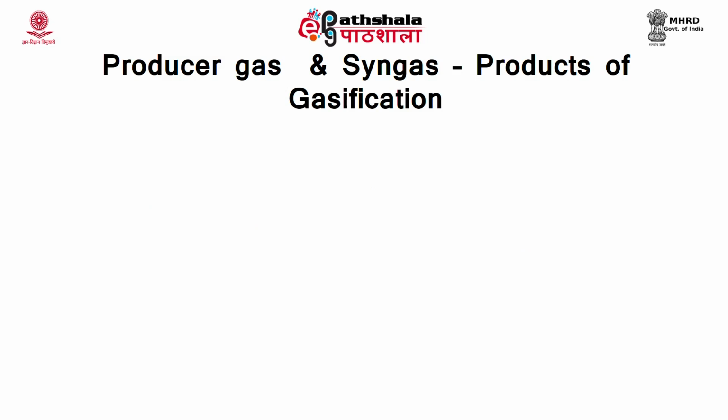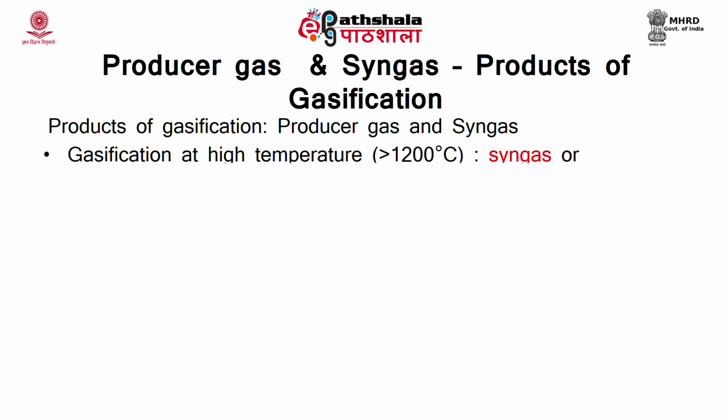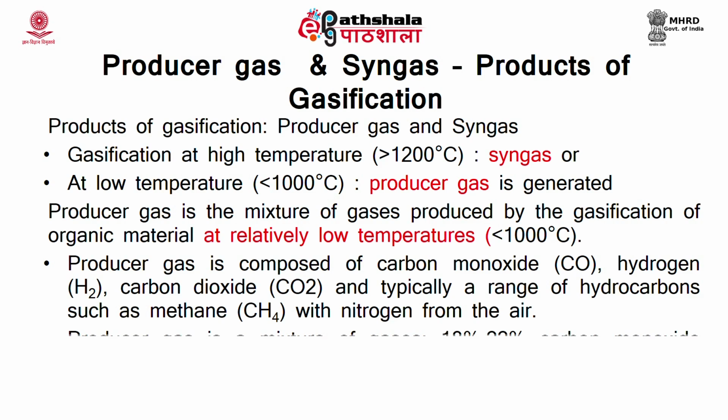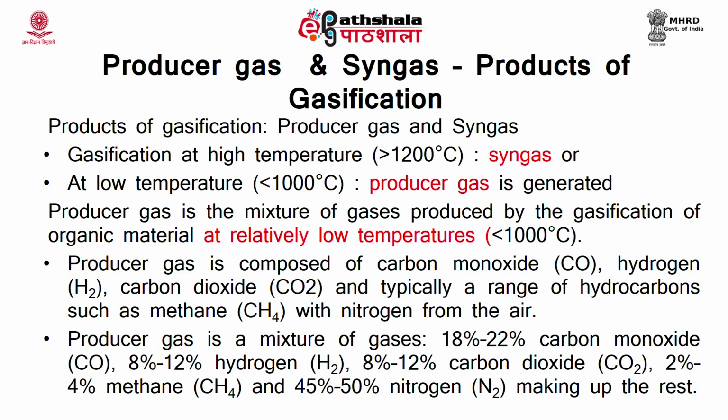Let us see what are the differences between producer gas and syngas. Both these are products of gasification. If the gasification happens at higher temperature, that is greater than 1200 degrees Celsius, syngas or synthetic gas is produced. At a lower temperature, that is less than 1000 degrees Celsius, producer gas is generated. Its composition also varies. Producer gas is a mixture of gases composed of carbon monoxide, hydrogen, carbon dioxide and typically a range of hydrocarbons such as methane, with nitrogen from the air.